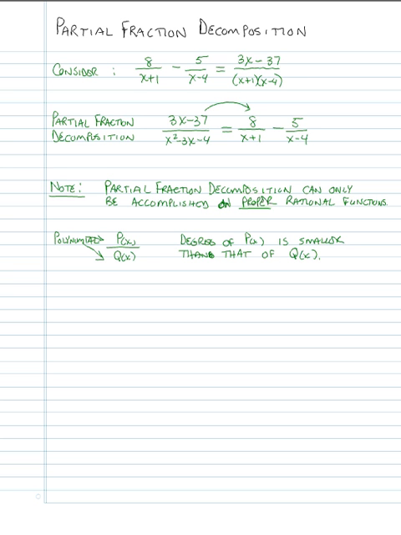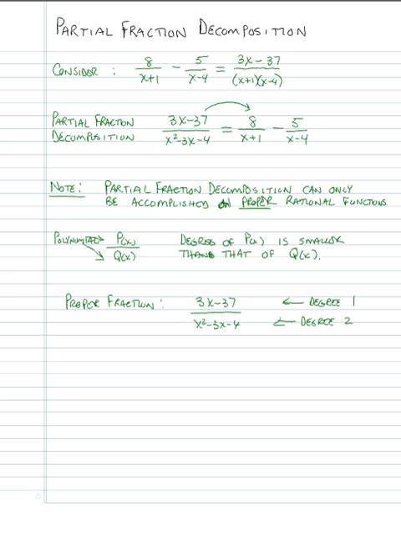Okay, so as an example, this would be a proper fraction. In fact, what we'd written there is a proper fraction: 3x minus 37 divided by x squared minus 3x minus 4. The degree of the denominator is 2, and the degree of the numerator is 1. So when the degree of the numerator is smaller than the degree of the denominator, it's a proper fraction. And of course, there would be many other examples. That's just an example of one.